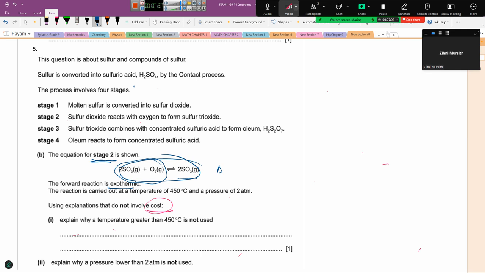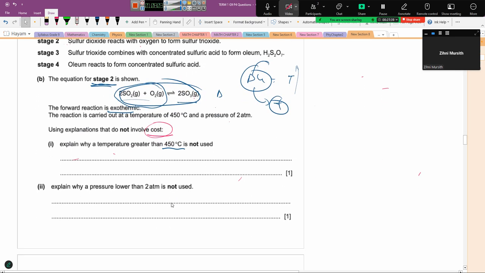Okay, so explain why a temperature greater than 450 degrees Celsius is not used. You can argue based on two concepts. The first one is Le Chatelier's principle, and the second one is the equation delta G is equal to delta H minus T delta S, right? What will happen when you increase the temperature? The delta G becomes positive, so the chemical reaction will be thermodynamically unfavorable. Okay, right? Now can you just try to answer this one? Explain why a temperature greater than 450 degrees Celsius is not used. I don't want to write down the answer, so you can understand.